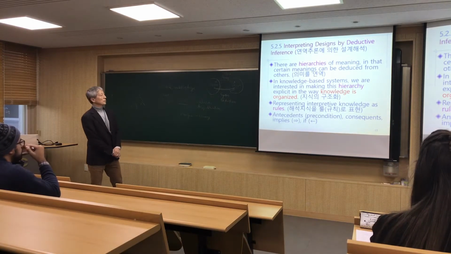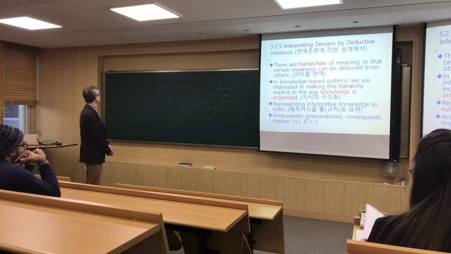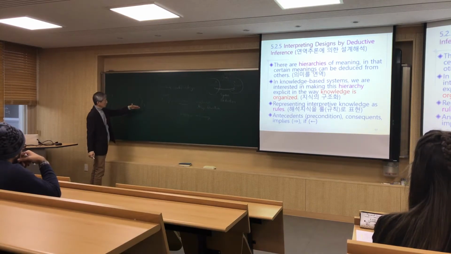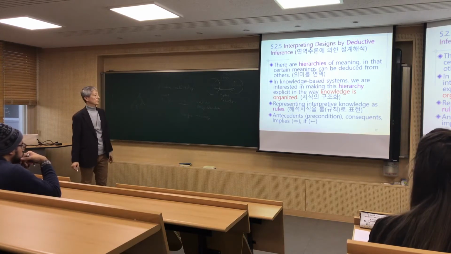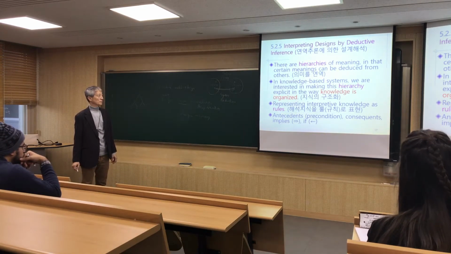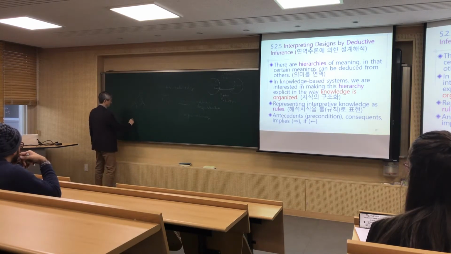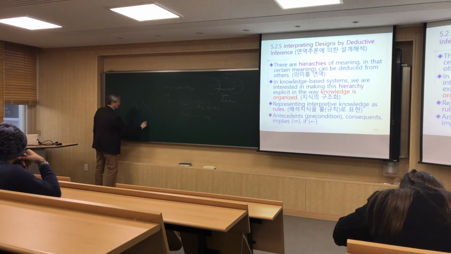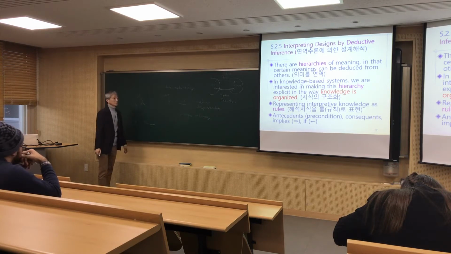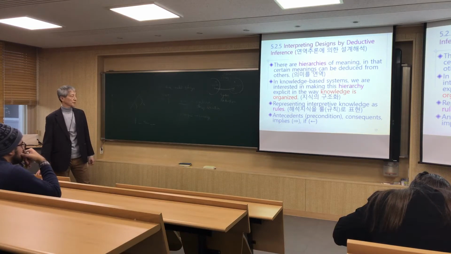And in knowledge-based systems, we are interested in making this hierarchy explicit in the way knowledge is organized. So knowledge bases can also be organized as hierarchical structures. So representation of interpretive knowledge as rules. A rule is a very simple way of representing knowledge. One of the simplest forms of interpretive knowledge is the rule.